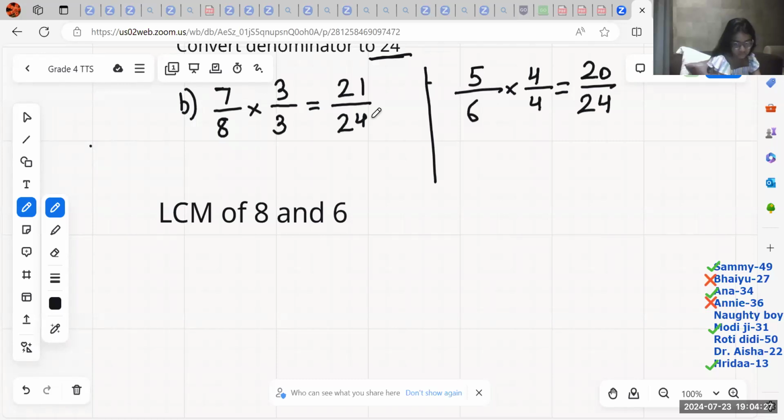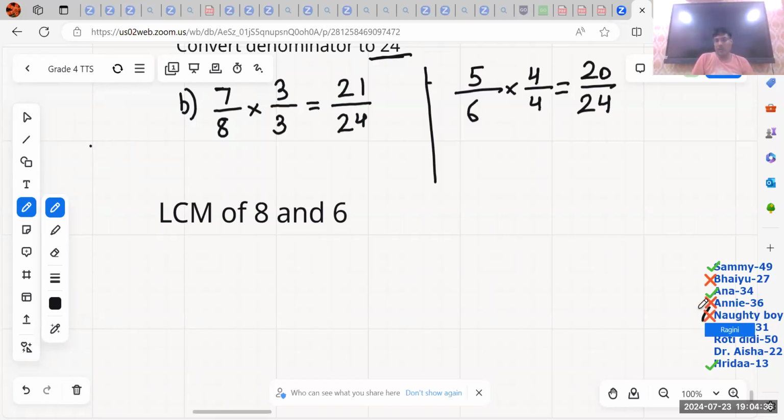Adhiraj, Putti Didi, Dr. Aisha. Sir, how to give the answer? I know the multiple, but I don't know how to give it. Then beta, you will get a cross if you don't know how to give it. So Roti Didi and Dr. Aisha.